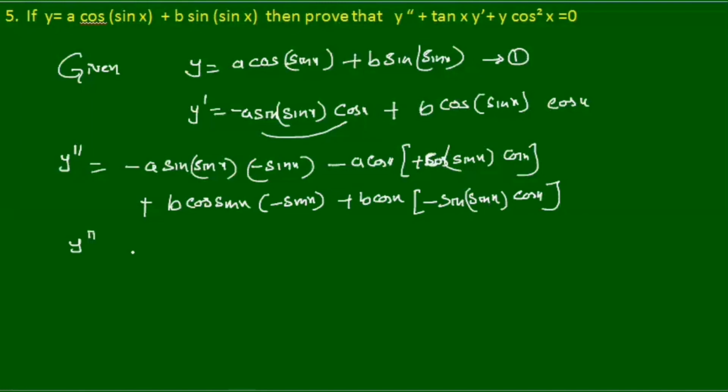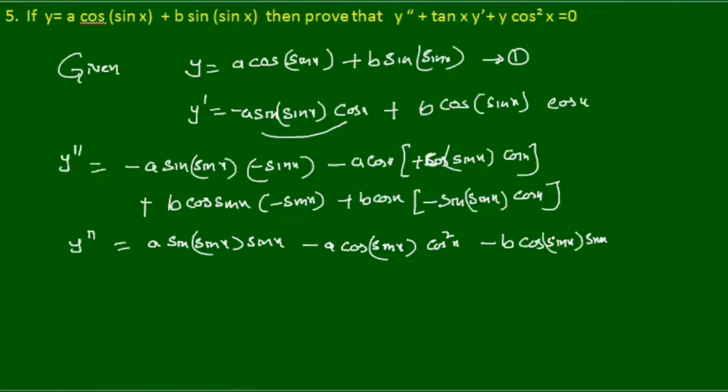I clearly represent y double dash like this: minus a sin x, minus sin x is plus a sin of sin x into sin x, and then minus a cos of sin x into cos square x. Third term contains minus, so minus b cos of sin x into sin x. Last term is minus b sine of sin x into cos square x. That is y double dash.